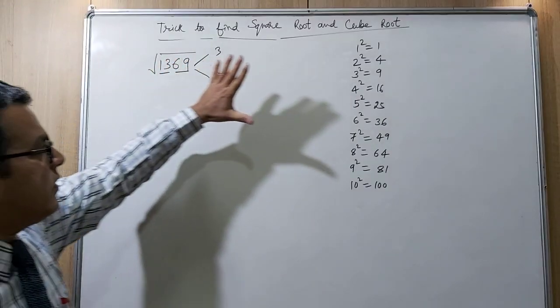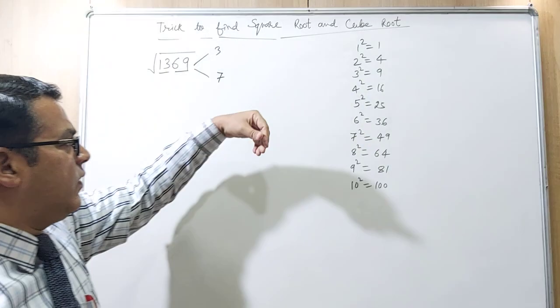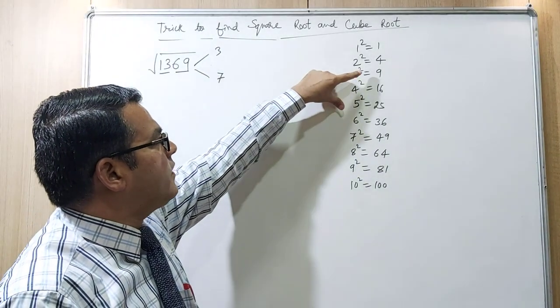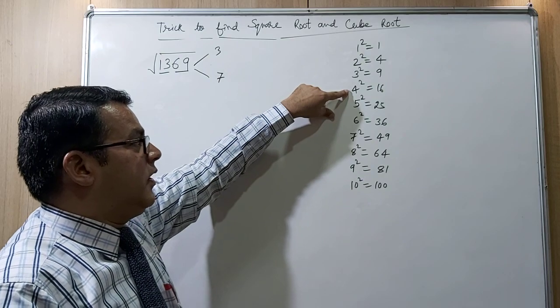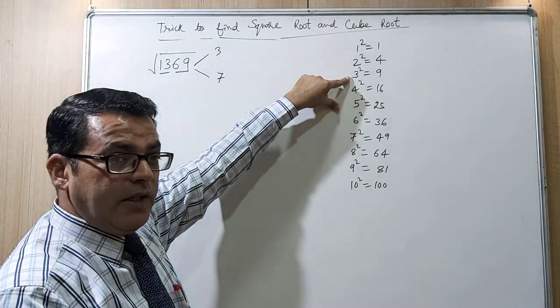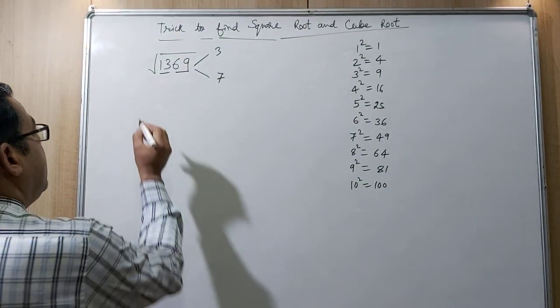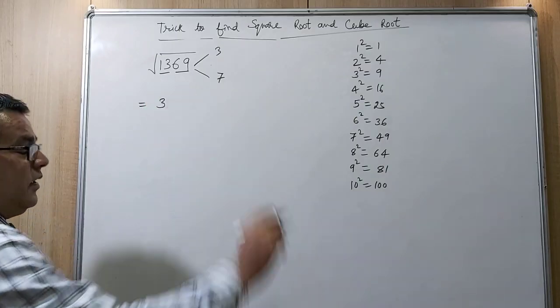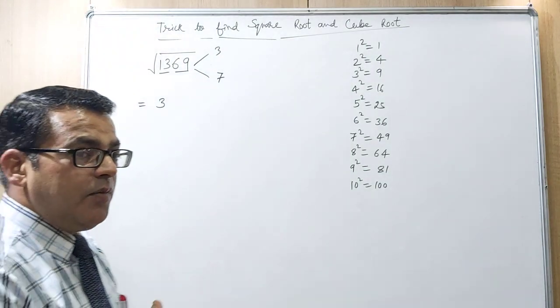Now the second group is 13. So you can see here where 13 will lie. 3 square is 9, 4 square is 16. So 16 is greater than 13, so we should take 3 square. That is 9, or 3 we can say. Square of 3 is 9. So the first digit will be 3.